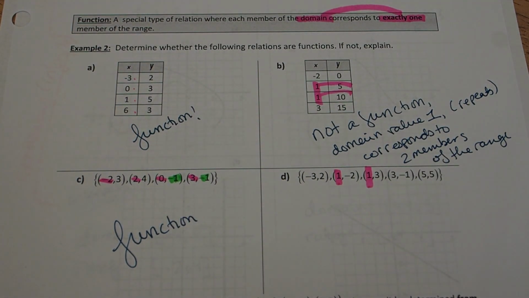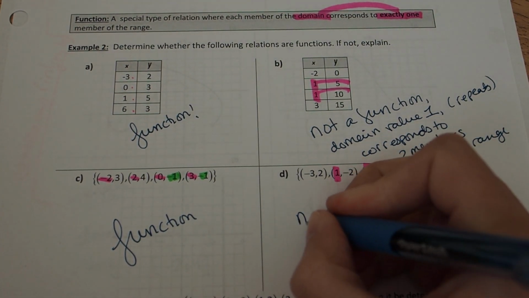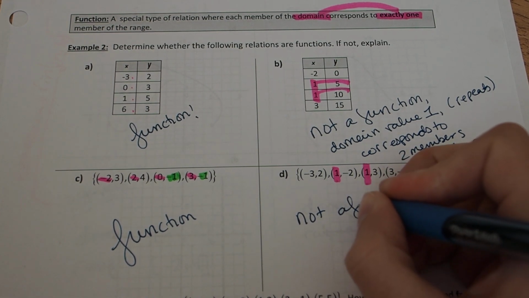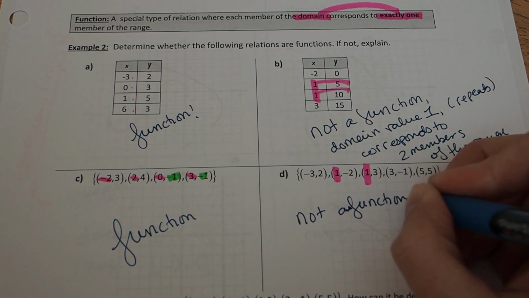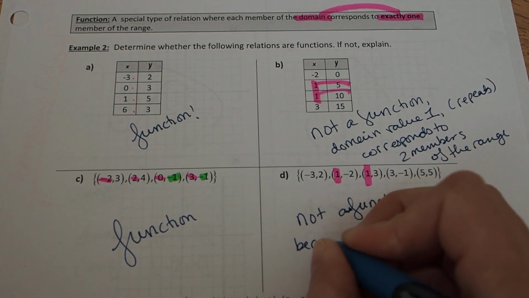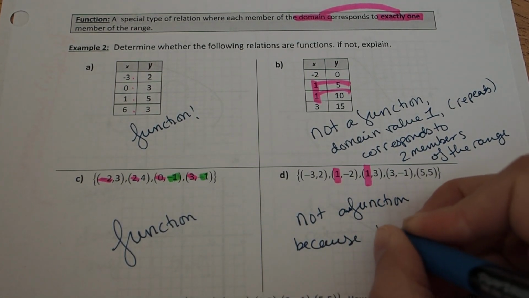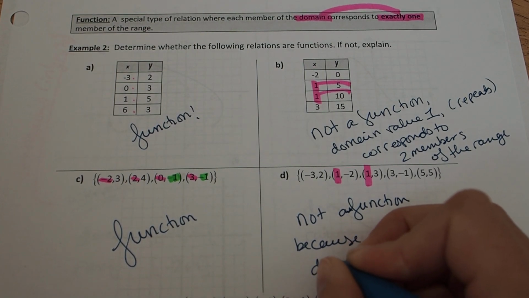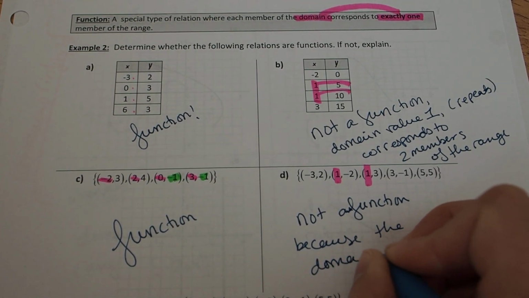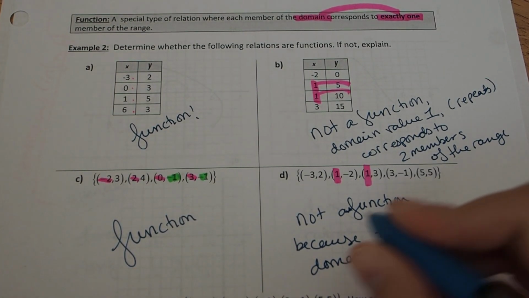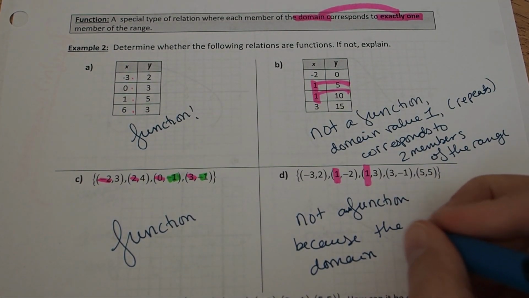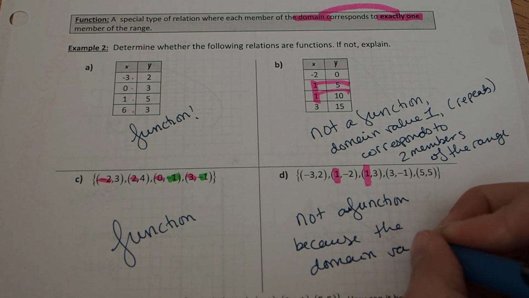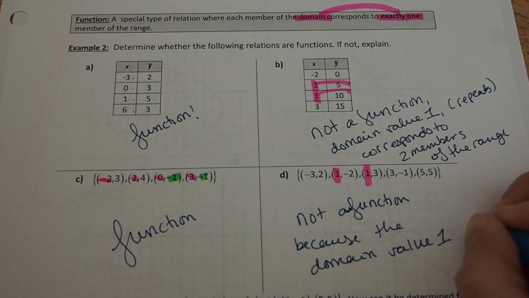So once again, 1 is the culprit. This is not a function, because the domain value 1 repeats. I want to specify that it's the domain value 1 that repeats, because I can't just say 1. I want to make sure that I know that 1 is a domain value, not a range value. Range values are allowed to repeat. So it's not a function because the domain value 1 repeats.